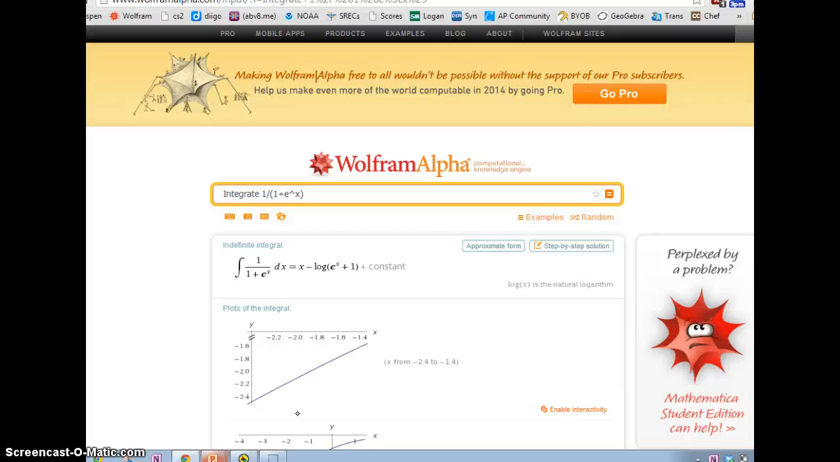So if you ever hit a problem that seems like there's no way to do it, you can attack it with Wolfram. It's not going to help you much on a test, but it'll help you a lot with homework or possibly in college.